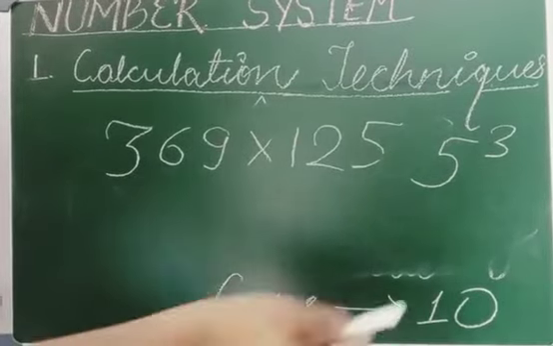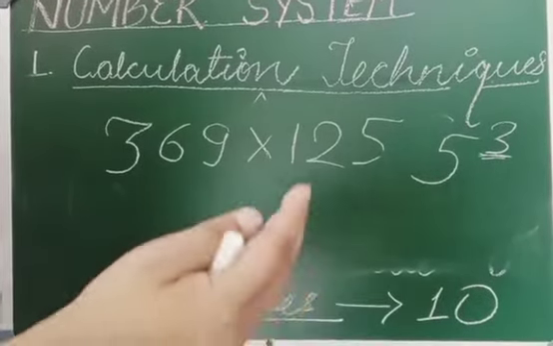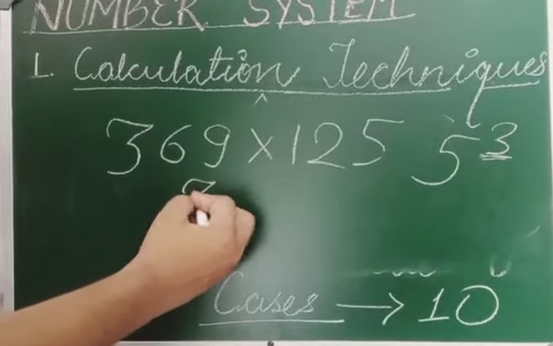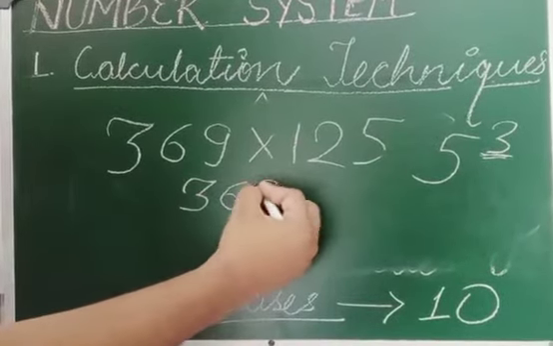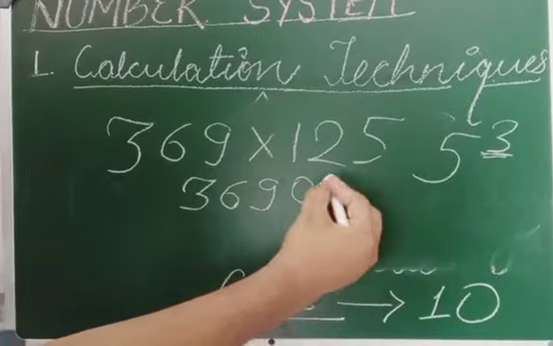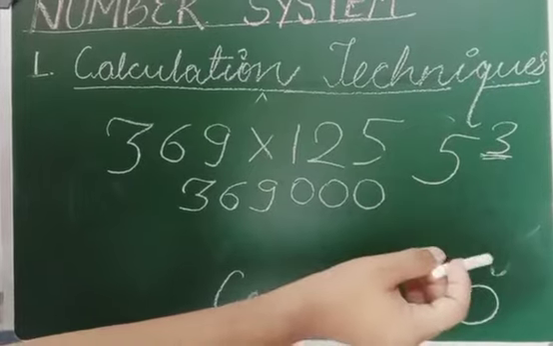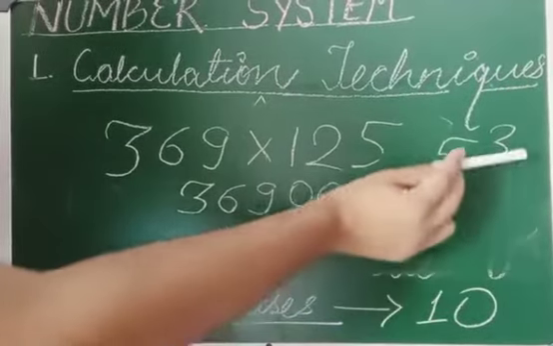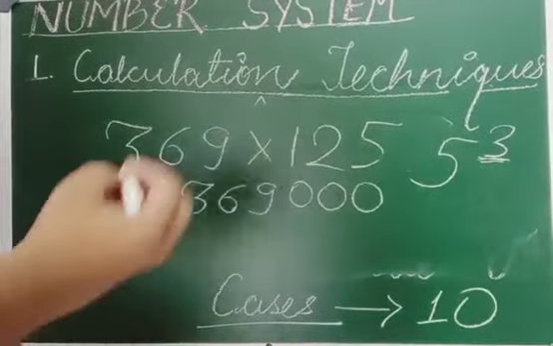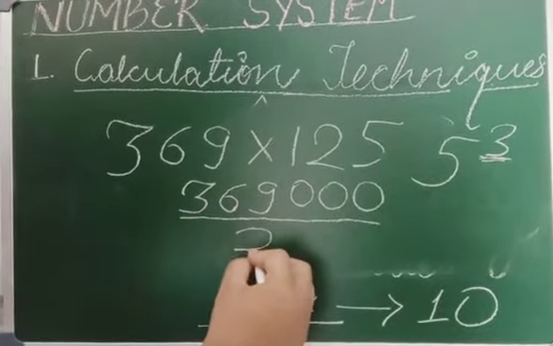displace the cube, which is 3. We have to displace 3 zeros at the end of 369. So what we will write? 369 0 0 0. We have displaced 3 zeros because the cube of 5 is 3, and we will divide it by 2.